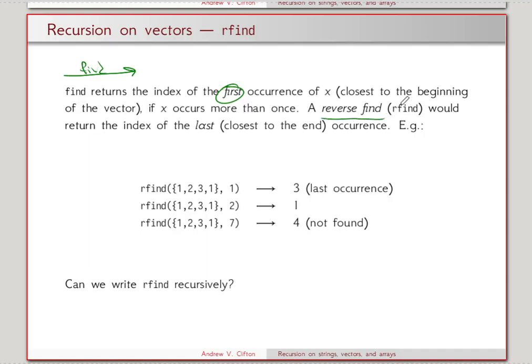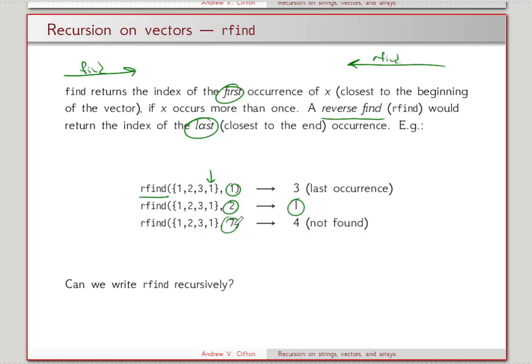We can also do a reverse find, an rfind, that starts at the end and goes in the opposite direction. So it's going to find the last occurrence if there's more than one. If we tell rfind to look for the number 1, it's going to find the one closest to the end. If there's only one, like there's only 1, 2, then rfind and find give the same answer.